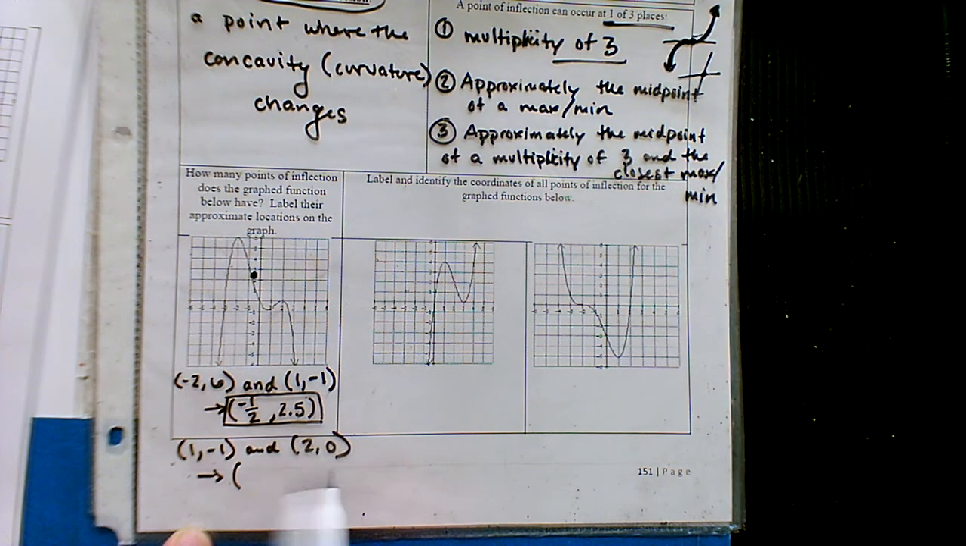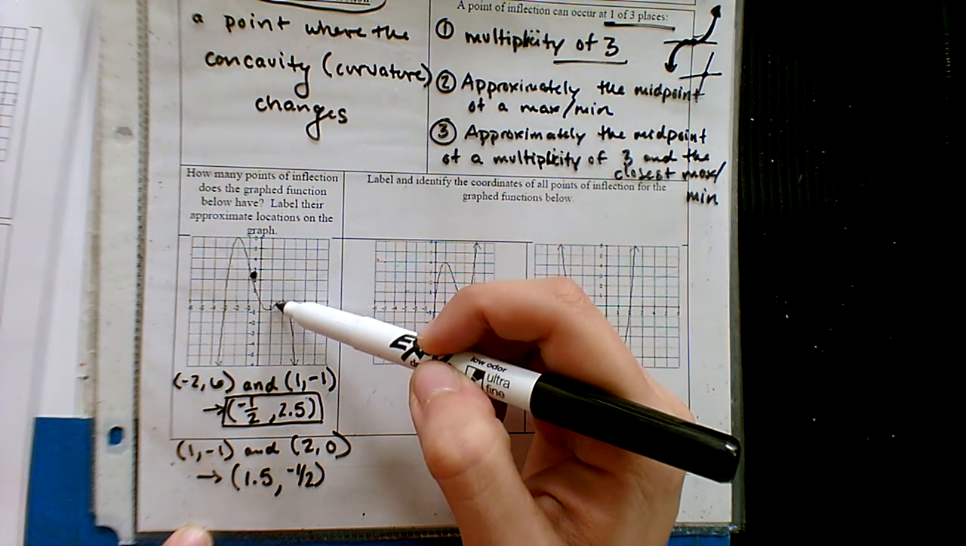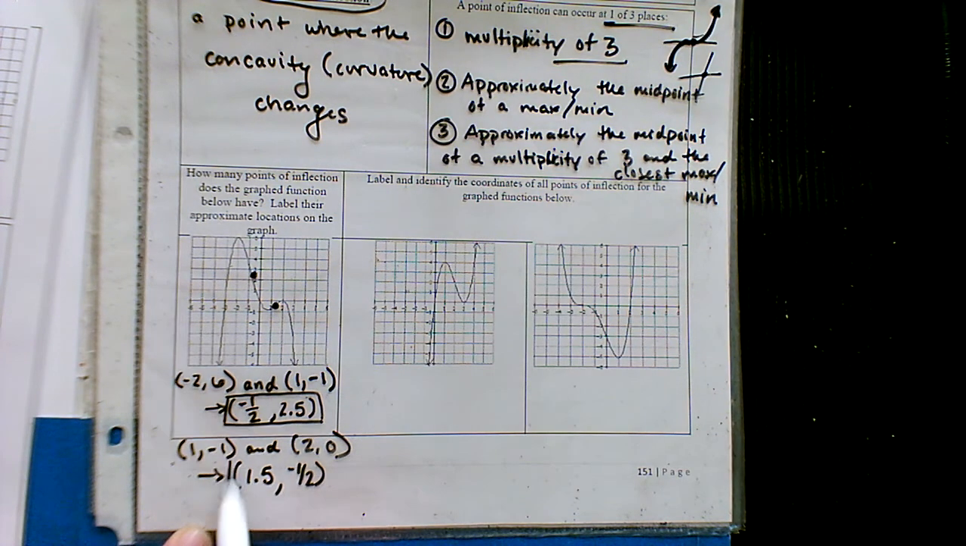Can we find the middle of those? In the middle of 1 and 2, 1.5. In the middle of -1 and 0, -1/2. Okay, so roughly 1.5, -1/2, somewhere right there.